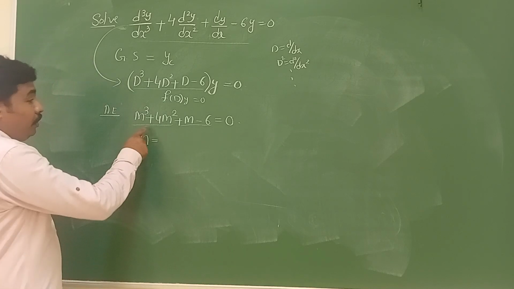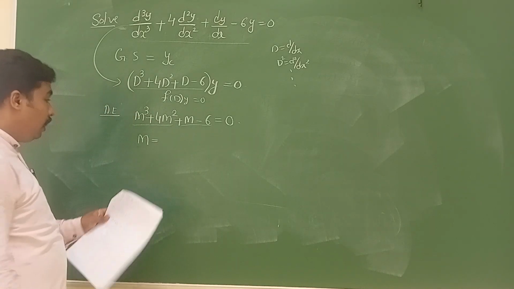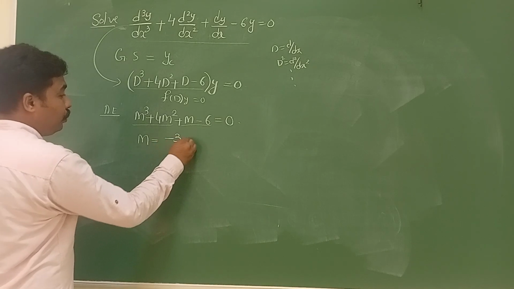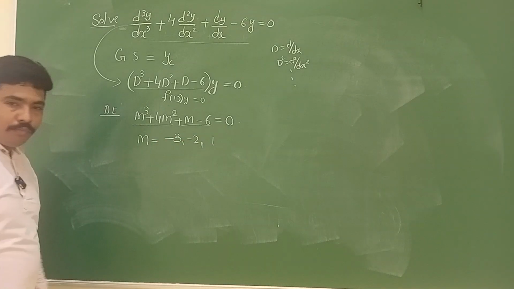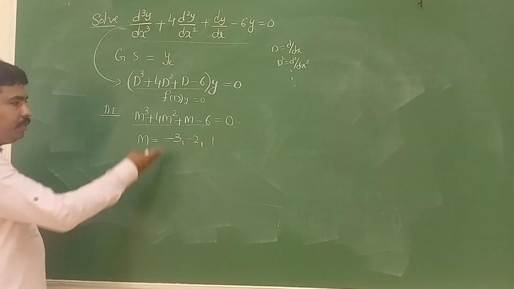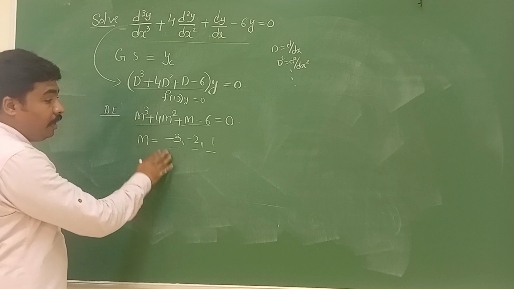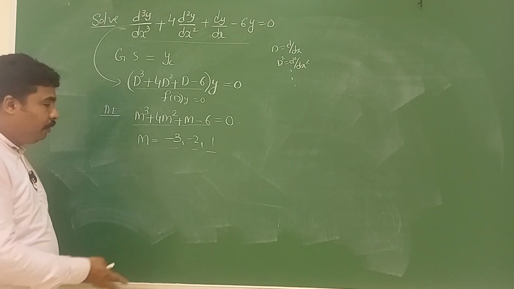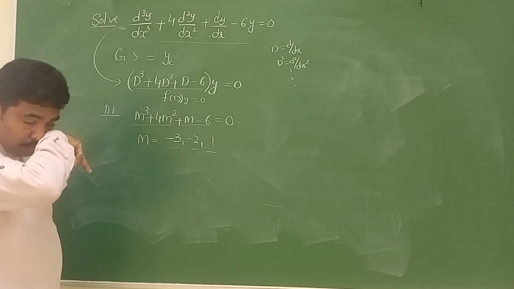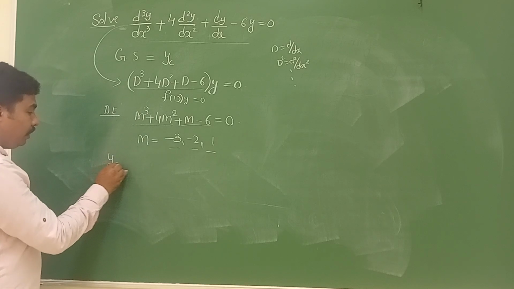So now, if I use the calculator, I will have the roots as minus 3, minus 2, 1. In a scientific calculator, you can easily solve a cubic equation. Now you see all the roots are what? Real and distinct roots. Whenever we have real and distinct roots, we know how to write the complementary function.